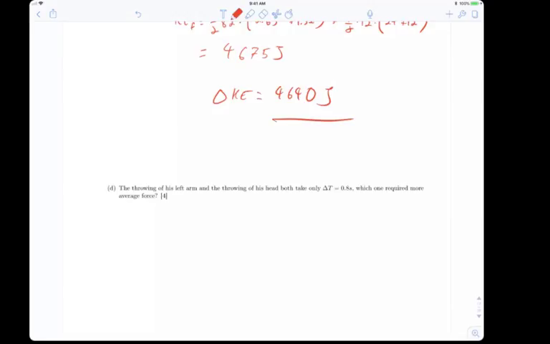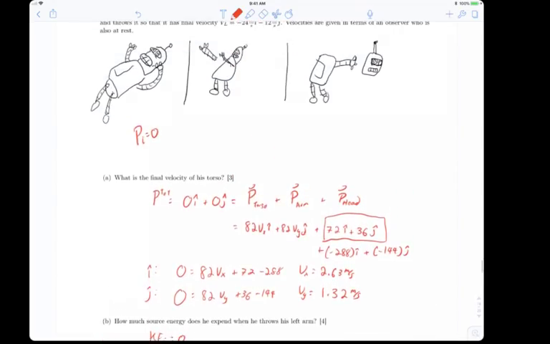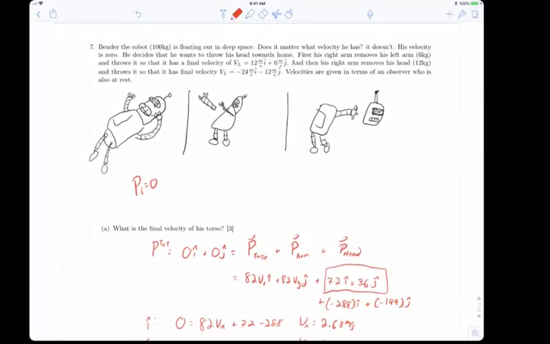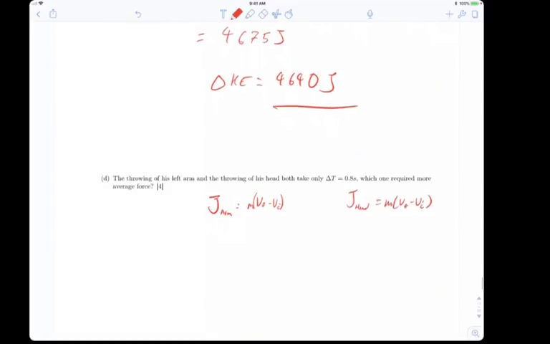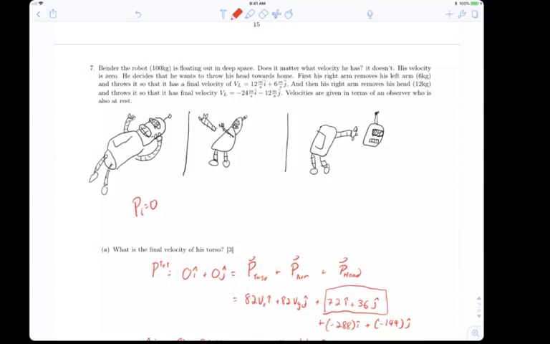Okay. Throwing of his left arm and throwing his head both take 0.210 seconds. Which one required more average force? So the deal here is I need to figure out the impulse on his arm and the impulse on his head. Change in momentum. These questions are a lot easier when you have two pages in front of you to look at your answers. Gosh. Okay, so his arm started with initial velocity 0, and final velocity 12 and 6. Oops.